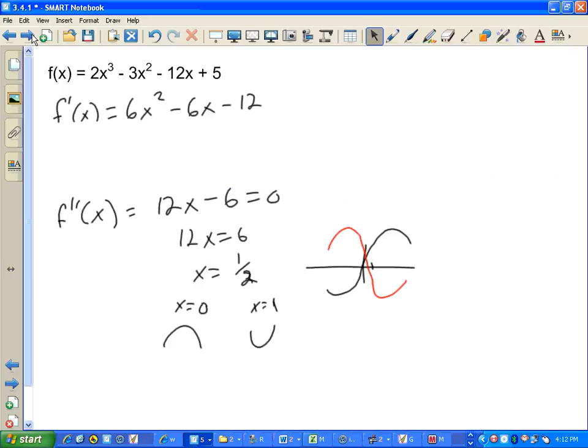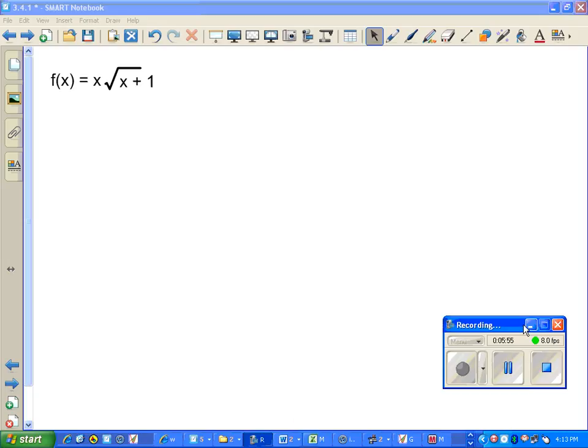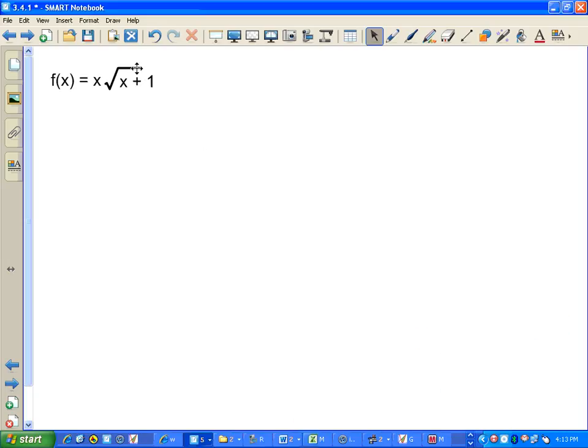Okay, so that's a real basic example. Let's look at something a little harder. Okay, so I've got this one. I think I actually want this square root bar to go a little further. So I need the first derivative, which is going to require the product rule. So I'm going to take first times derivative of the second.